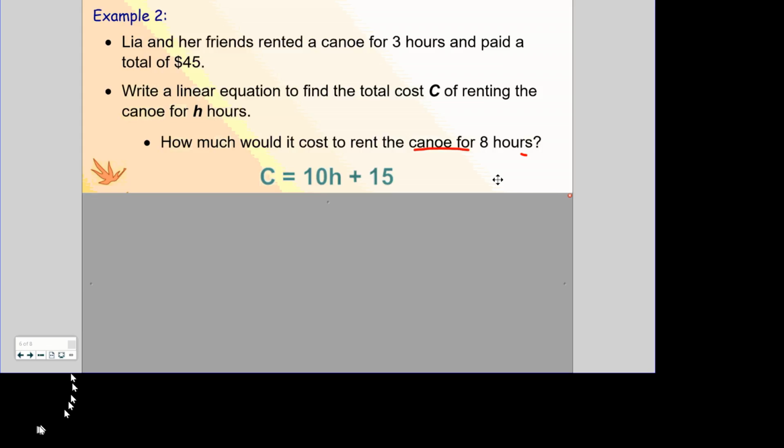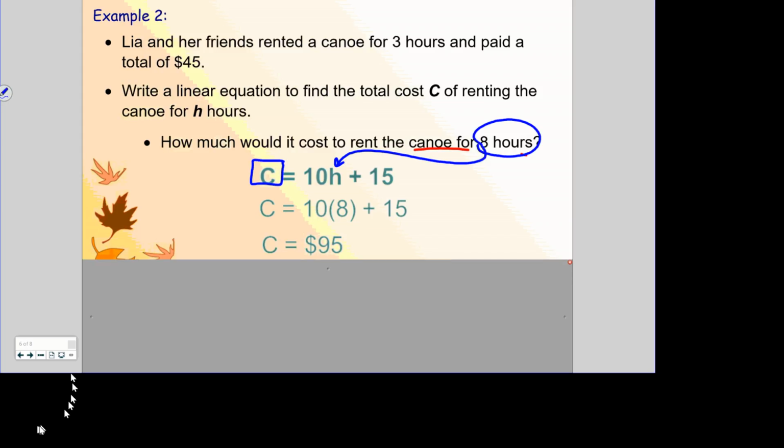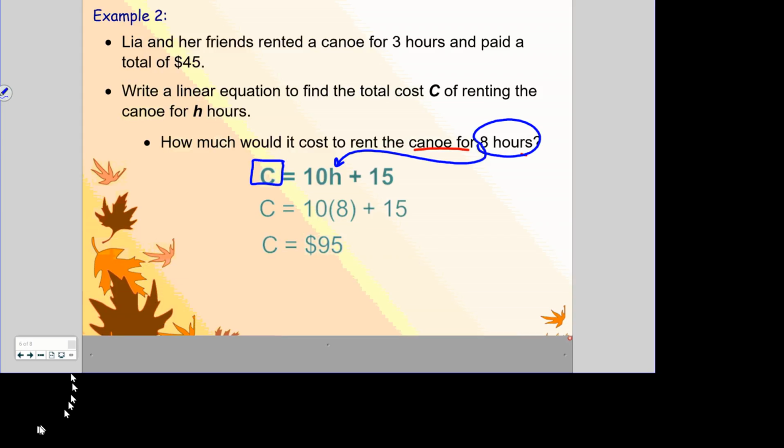Well, if we are looking for 8 hours, then we would replace our H with 8 and then solve, and that will give us the output C, our cost. So replacing that, 10 times 8 is 80, plus 15 is $95. So it would cost $95 to rent this canoe for 8 hours. So a lot of times what we'll do is not only write our linear equations for these word problems, but use them to find out other information about the scenario.